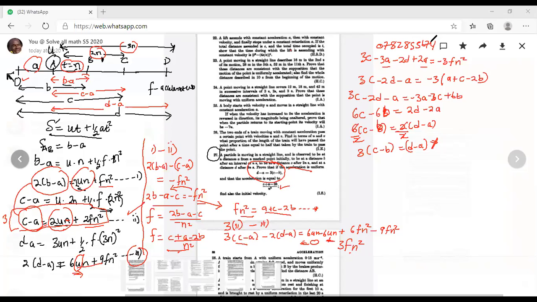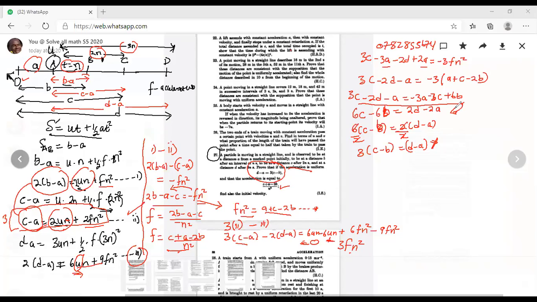Any questions? Then I need to do one more number among other numbers you can choose. Can you please repeat from the fourth last step? From 3c minus 2d minus a is equal to minus 3. How did we get to this one?